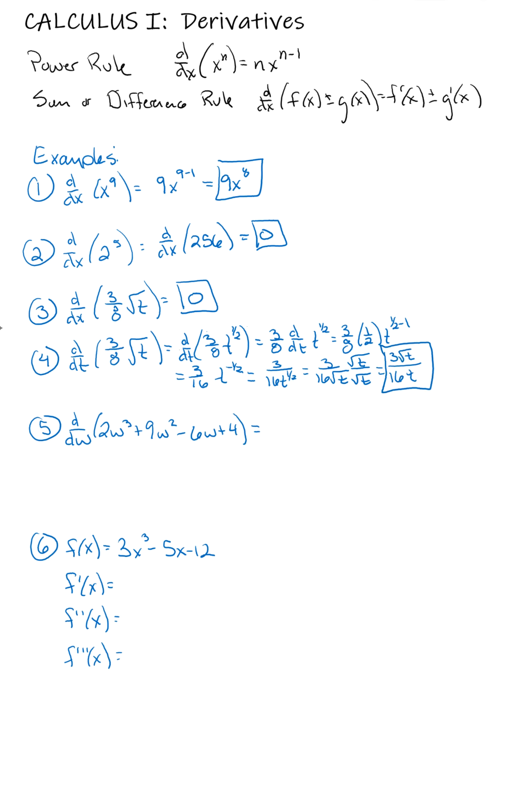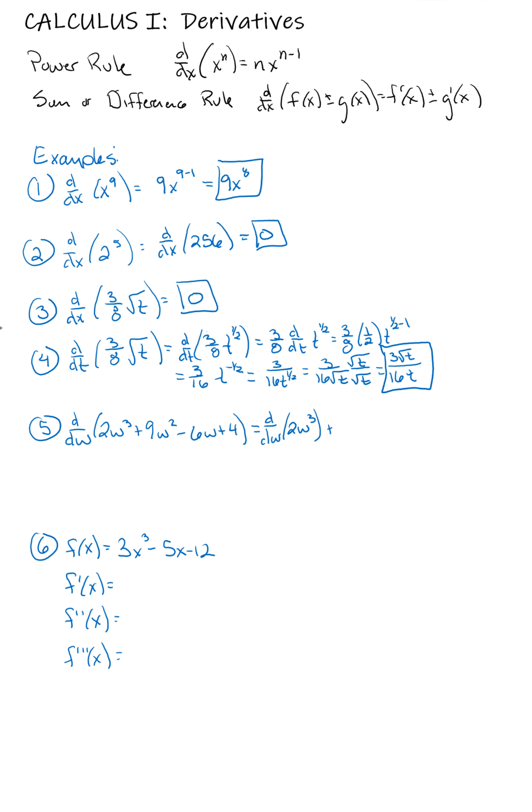All right, example 5. We're going to take the derivative of this big, long polynomial. Notice I'm taking the derivative with respect to w, and w is my variable, so no tricks here. But we do have this nice, long polynomial, 2w to the 3rd plus 9w squared minus 6w plus 4. The way to work with this one is that I'm going to write all of this out just to make sure there are no questions about what's going on. This is using the sum or difference rule. I'm going to take the derivative of each term.